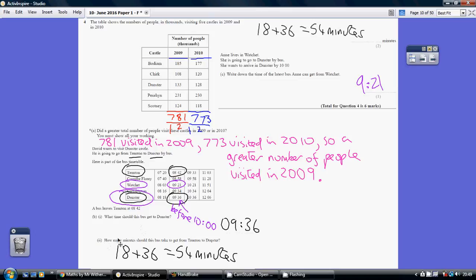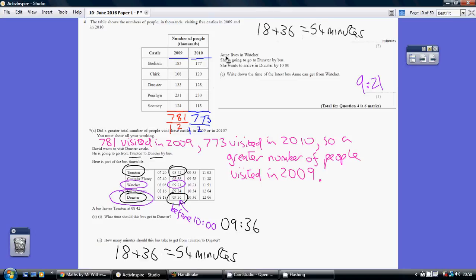Right, part two. How many minutes should this bus take to get from Taunton to Dunster? So, we've got to go from 8:42 to 9:36. I would suggest you break this down into two bits. So first of all, just go from 8:42 until o'clock, so 9 o'clock. So that's when we get to 60 minutes, so that's another 18 minutes to get to 9 o'clock. And then from 9 o'clock to 9:36, well, it's obviously 36 minutes. 18 plus 36 minutes is 54 minutes.